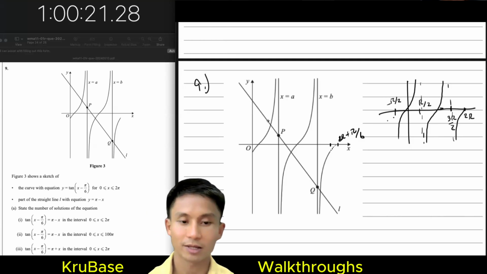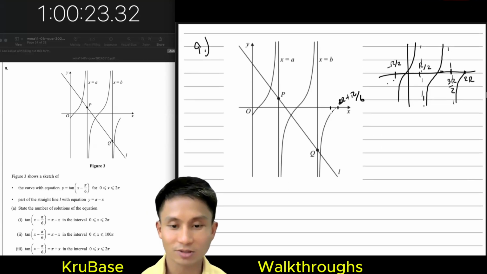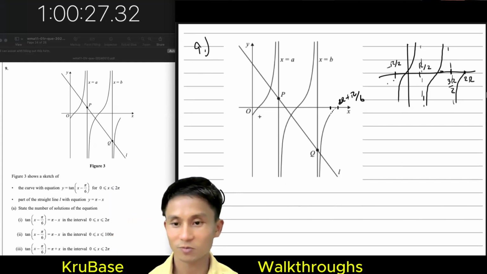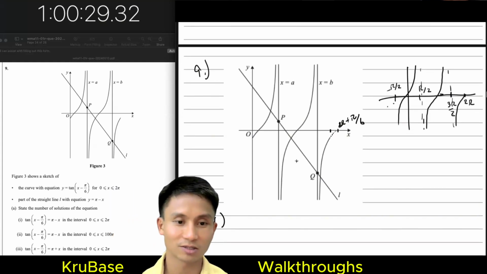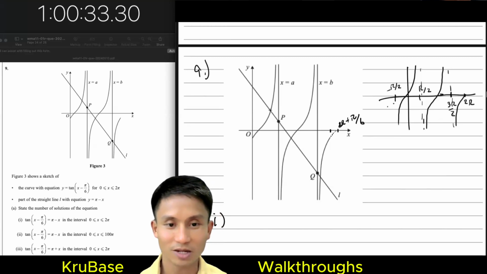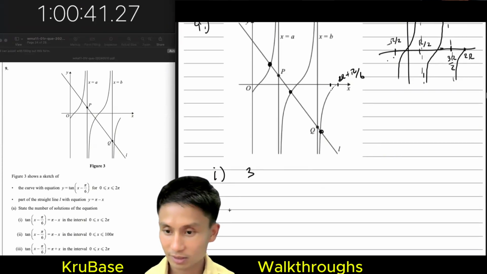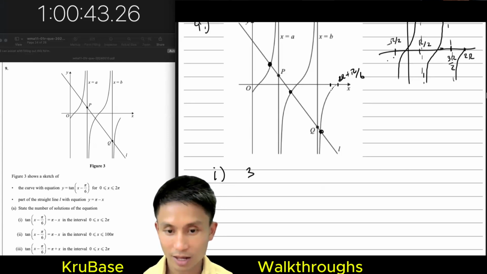Okay, but this is 2 pi anyway. Now we can already answer the number of solutions, right? We just count the number of intersections. So we've got to be careful. It's not these points P and Q, it's actually that 1, 2, and 3, right? So that's 3. Okay. And then part II.